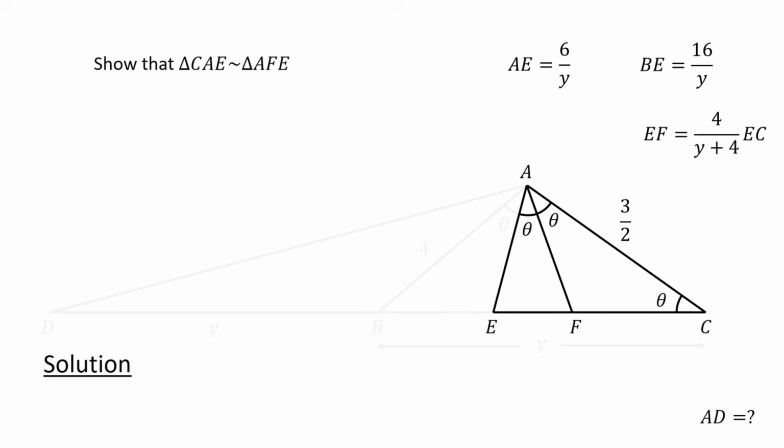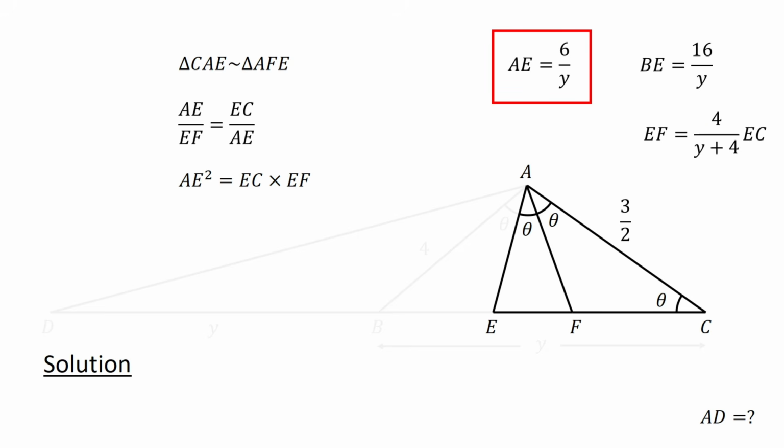Next, let us show that triangle CAE is similar to triangle AFE. Since this angle is common to both triangles, and angle ECA equals angle EAF equals theta, by the AA similarity theorem, the two triangles are similar. Since corresponding sides in similar triangles are proportional, we have AE over EF equals EC over AE. Cross multiplying, we obtain AE squared equals EC times EF.